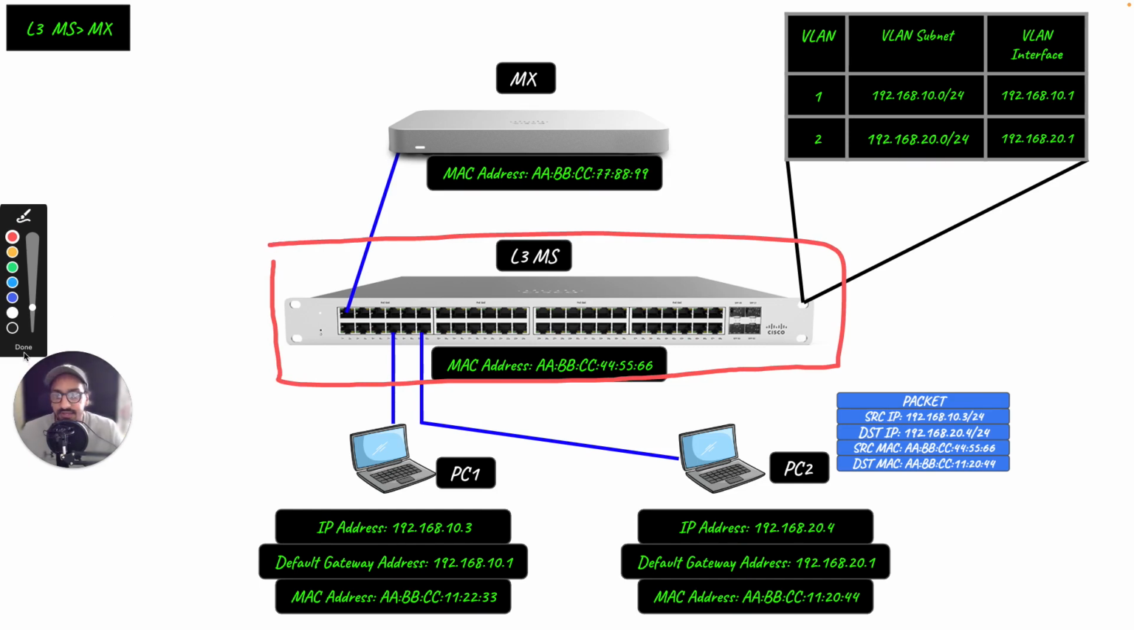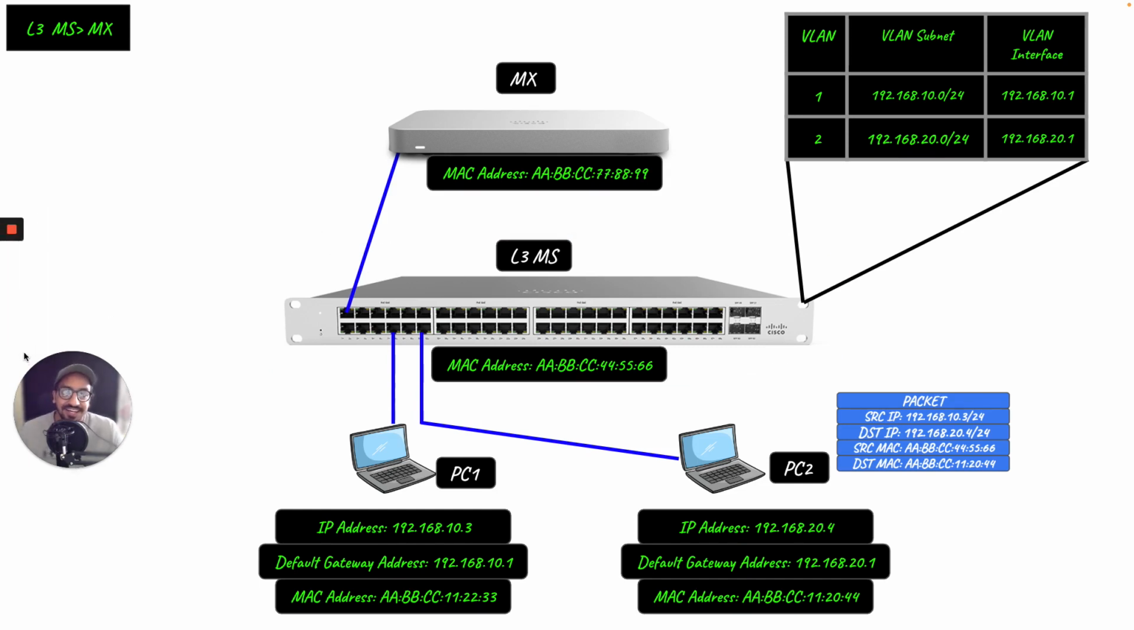So essentially that's the difference between a layer 2 and a layer 3 switch. A layer 2 can only do intra VLAN, so it could send from one subnet within the same subnet. It can't send inter VLAN, which is sending a packet from one VLAN to another VLAN.